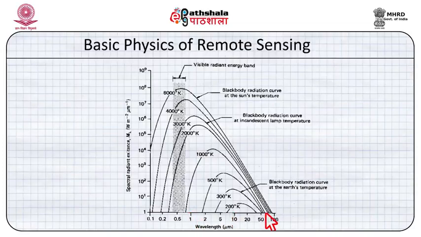Now what we see here is that in the short wave region, the spectral radiance, that is exitance, is high, and it increases with increasing wavelength, but the spectral radiance reaches a maximum somewhere between 0.4 to 0.7 micrometer, and as we go to the right side, the longer wavelength region, the spectral radiance reduces.